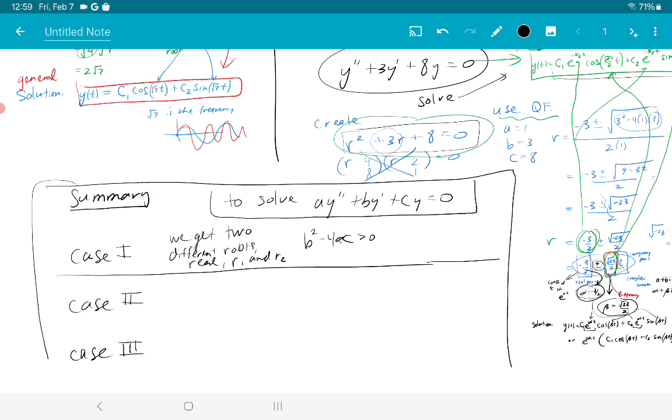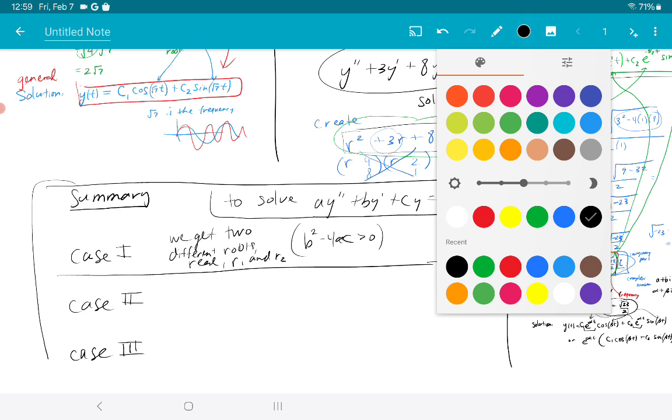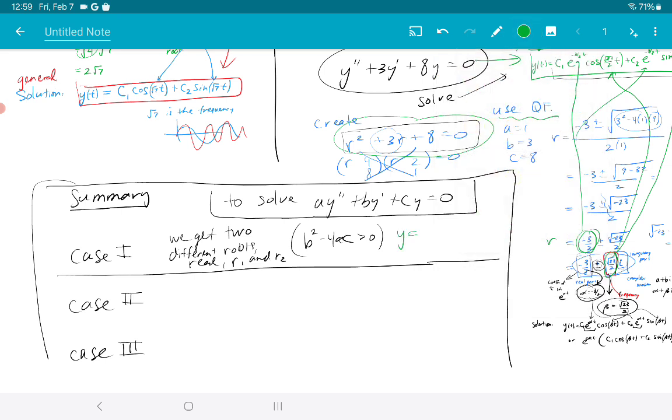And the solution, let me write that in a different color. The solution is y equals c1 e to the r1t plus c2 e to the r2t. And that's the solution. That's the first case we did. You probably remember that.